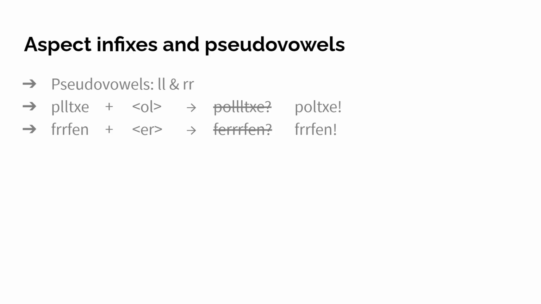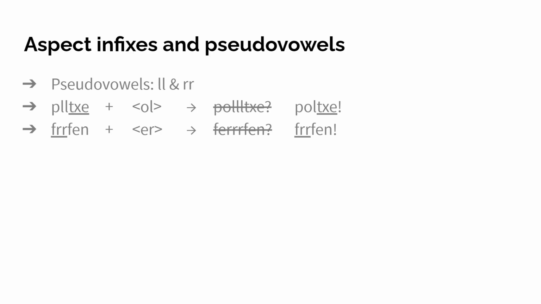But now something weird happens. If I have vrfen and I put r in it, it doesn't become verfen, of course. It becomes vrfen. So here the infix disappears. So what happens here? Why does plte plus ol become polte? So the pseudovowel disappears and the infix stays. But vrfen plus r becomes vrfen. So the infix disappears. There is actually a logical answer to this, and this is word stress.